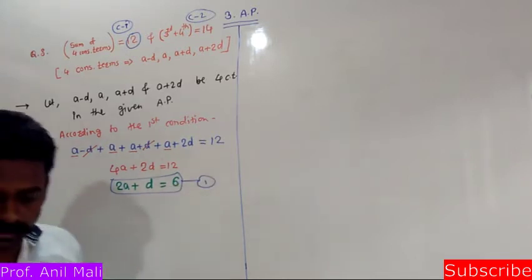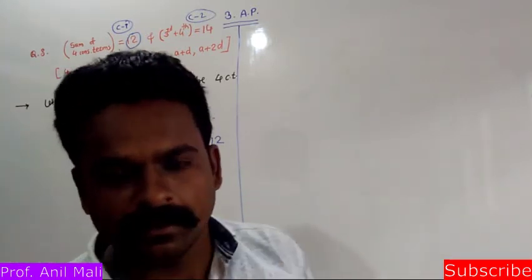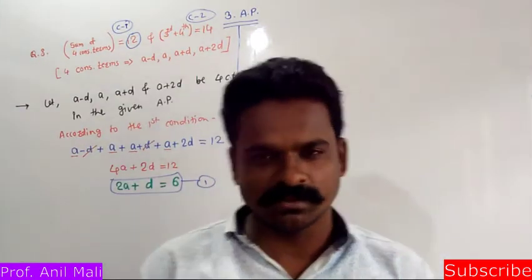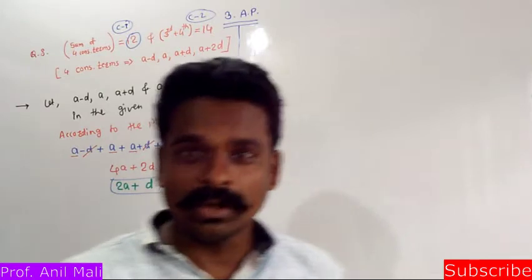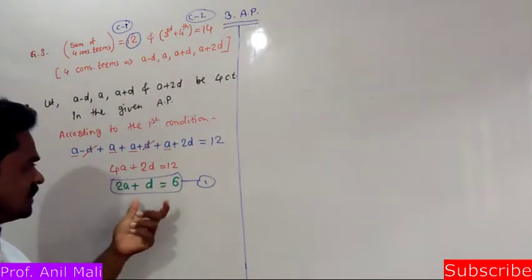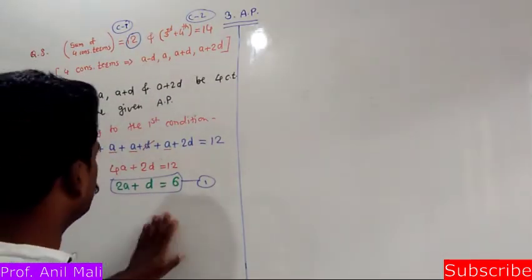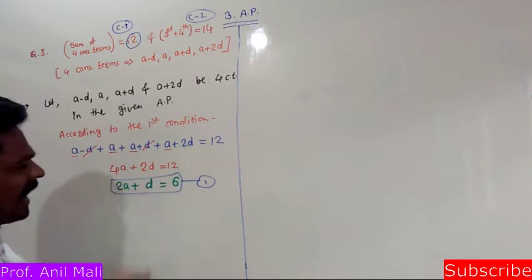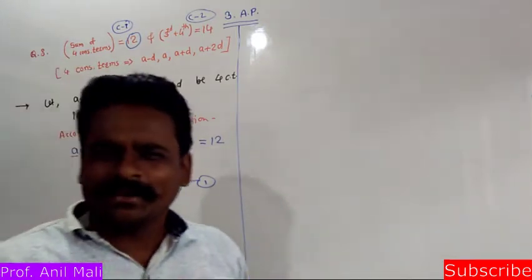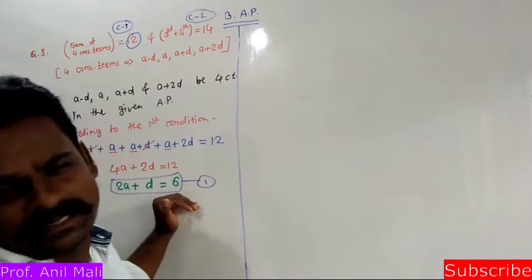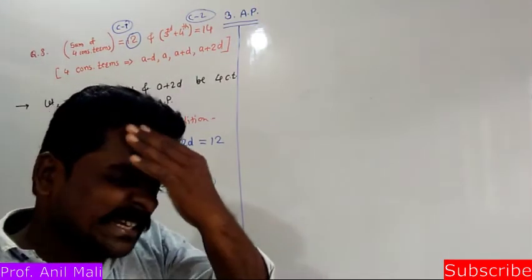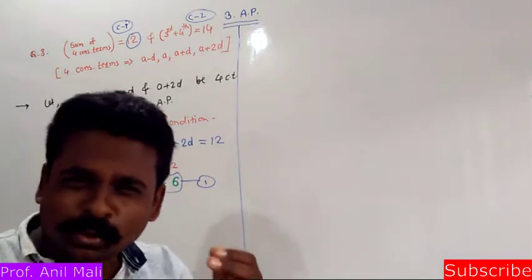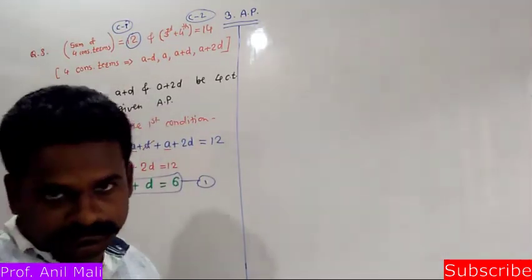Now we don't know the values of a and d, because they have given us general terms: first term is a and the common difference is d. So how can we find it out? 2a plus d is equal to 6, this is my equation number 1. As per condition number 1, I have reached only equation number 1. To proceed further with the values of a and d, I need to take condition number 2.